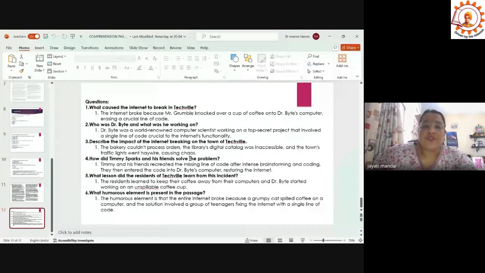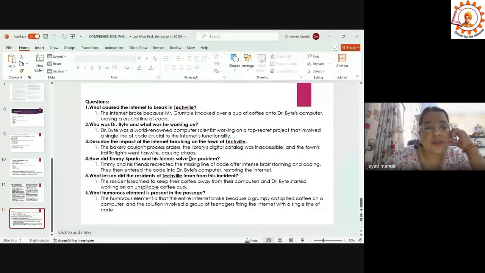And the town's traffic lights, that also were all online. So due to the problem, the traffic lights went haywire, all causing chaos. Because the cars don't know which way to go, because they are not getting any kind of signal. All the signal lights are turned off.